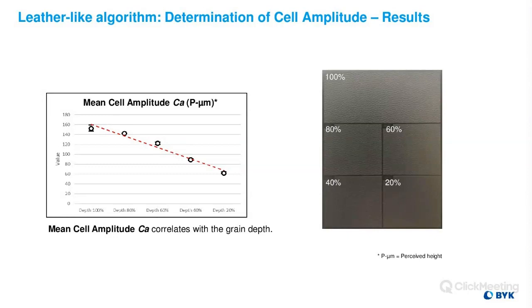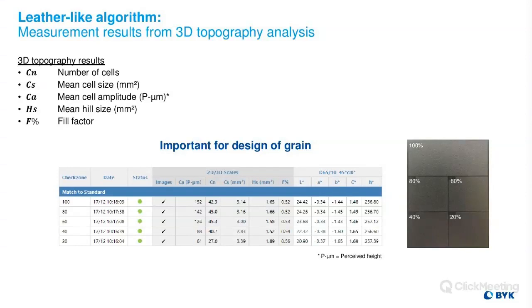We can see here that the measured mean cell amplitude for each section of the panel is decreasing as you go down the panel. And so, of course, we know this value provides good correlation with visual grain depth. So here we have a set of values measured when using the leather-like algorithm. Note that as the mean cell amplitude decreases, so does the measured lightness value of the sample. And this again correlates with what we see visually.